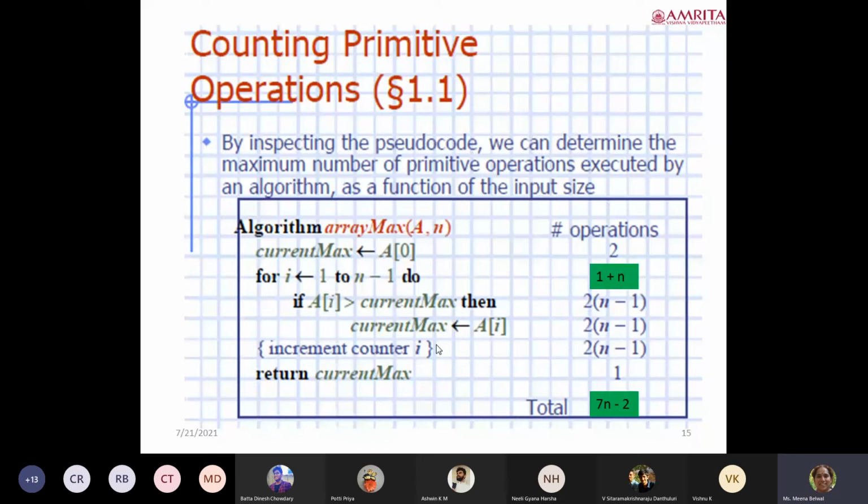And then return current max is 1 operation. Now, if you add all of them, you get the answer as 7n minus 2.